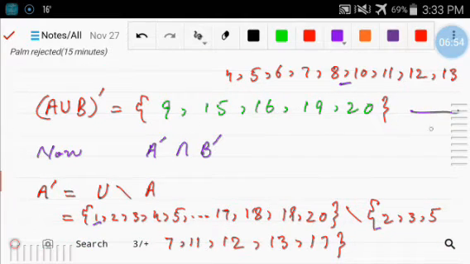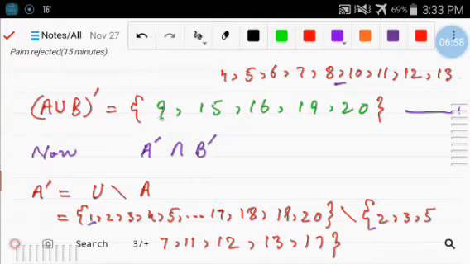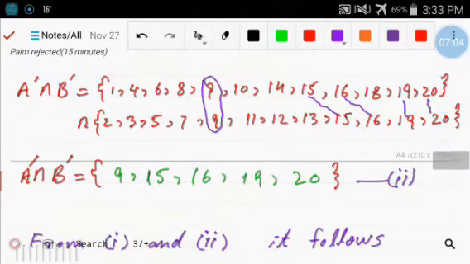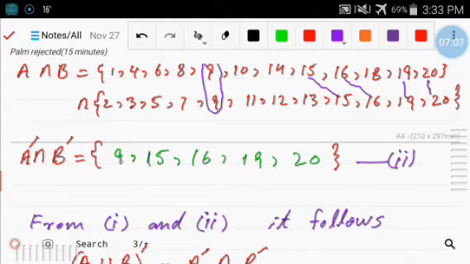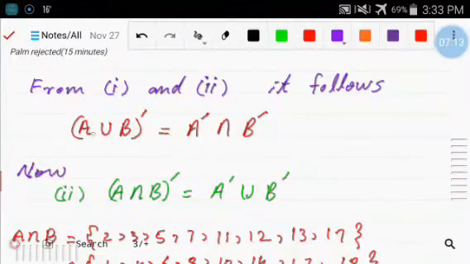This one is equation number 1 which is equal to 9, 15, 16, 19 and 20, and this one is the equation number 2 which is equal to 9, 15, 16, 19 and 20. So left hand side is equal to right hand side, meaning that A union B whole complement is equal to A complement intersection B complement.